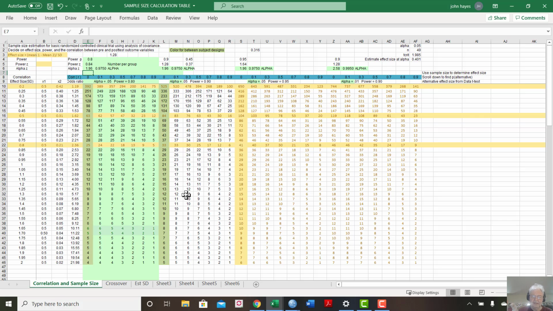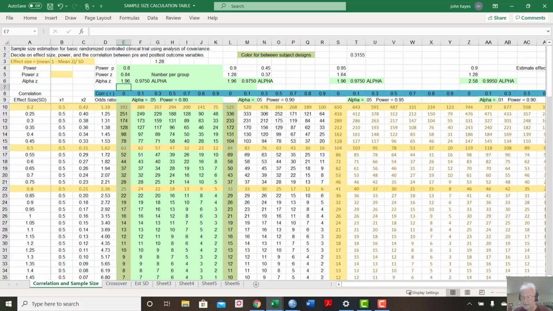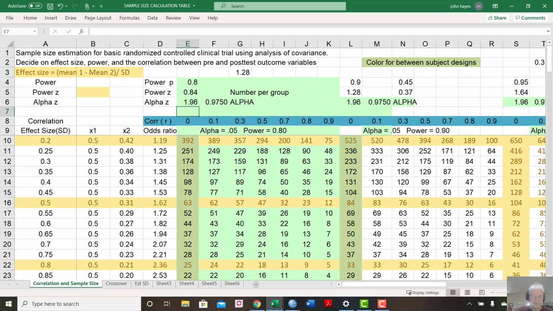Alpha is the probability of incorrectly rejecting the null. Power is the probability of correctly rejecting the null. Okay, hope I said it right that time. All right, let's get our thing up a little bit bigger.